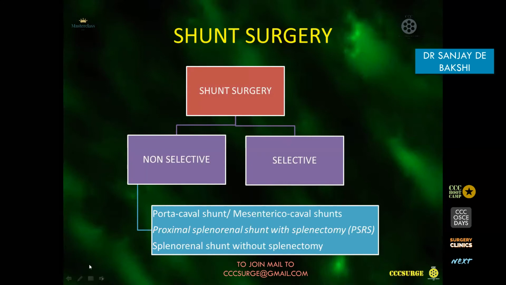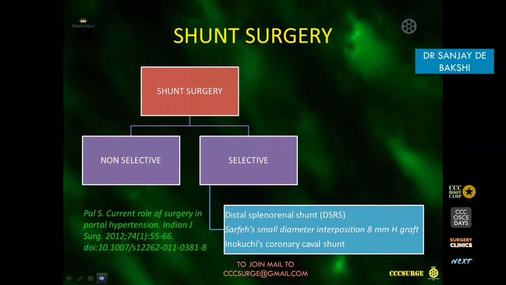So we've had a number of Indian surgeons helping us with shunt surgery. Of the selective surgery, that was Dr. Pal's paper from the All India Institute in 2012. Selective surgery, you have a distal splenorenal shunt that's called the Warren's shunt. We'll spend a bit of time on that.